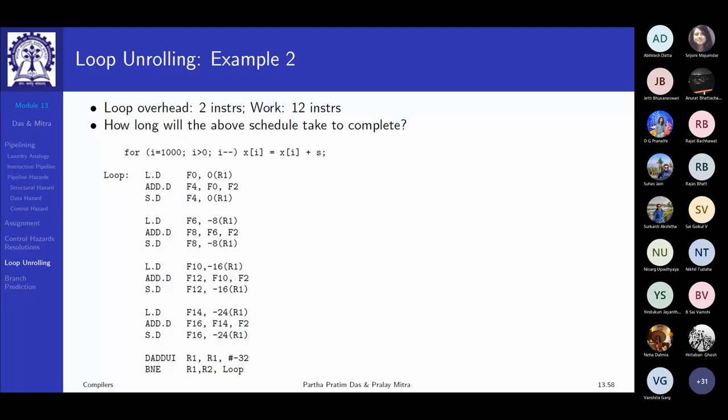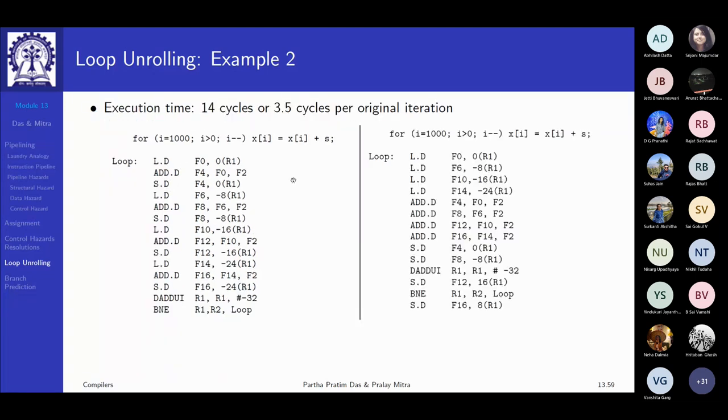Now, naturally, it will be stupid to count that I have 12 workload instructions and 2 overhead instructions, 14 instructions. I'm done. No, it's not, because there will be stalls after the load, after the add, and so on. All these will happen. So we have to consider that. Next one.